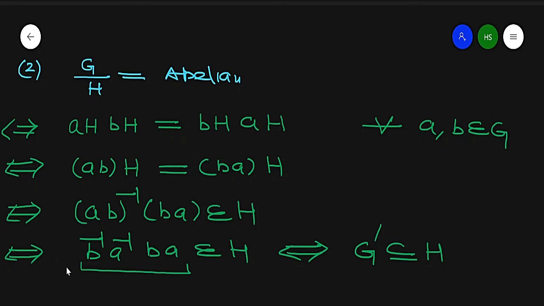If every commutator is a part of H, then it means G dash is contained in H. And the same in the reverse way: G dash is part of H, so the commutator belongs to H. It satisfies this condition, then this condition, then this condition. It means G by H is abelian. So this is the first and second part. So this is a very important result.